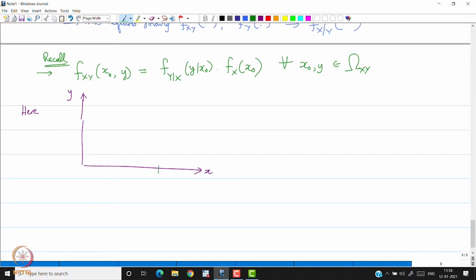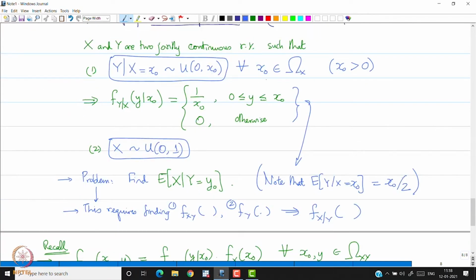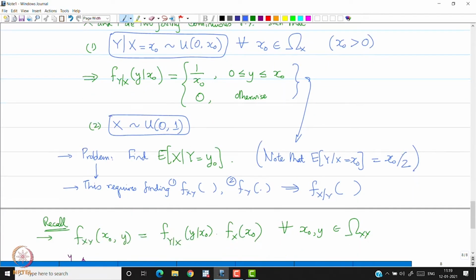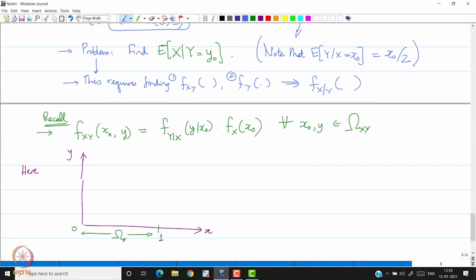So omega x is basically this interval 0 to 1, right? And given any value of x on the x-axis, say any x naught in omega x, what we're saying is that y given x equal to x naught is uniform 0 to x naught. So how do I translate that to this figure?